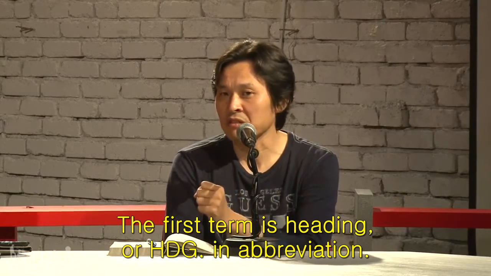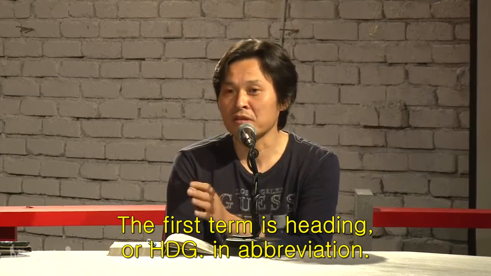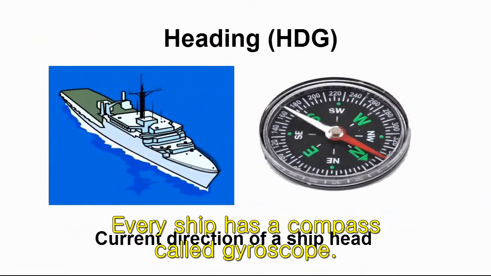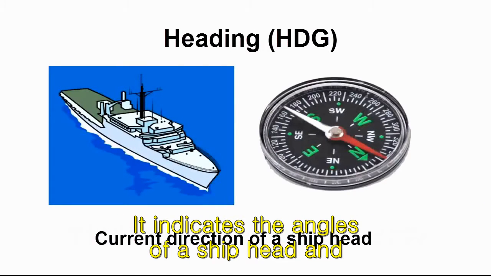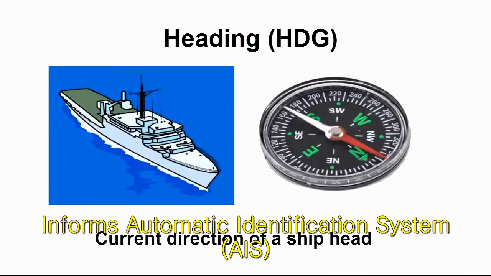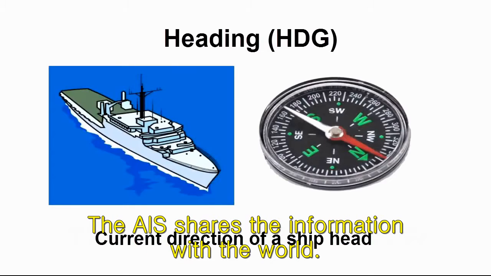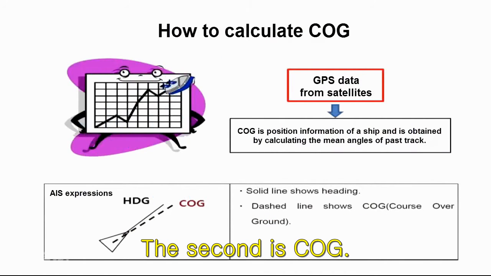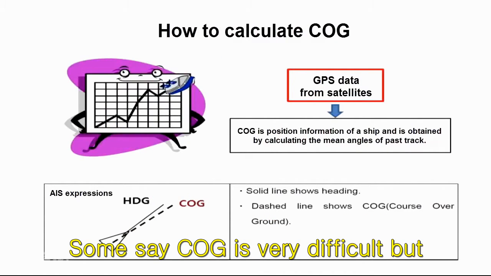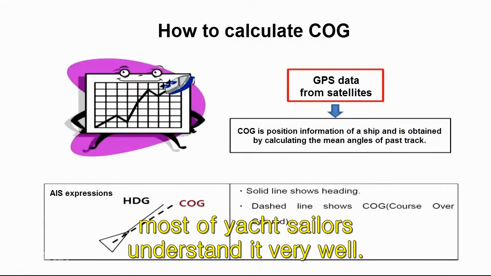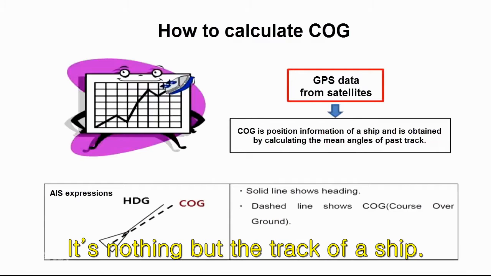The first term is heading, or HDG. In abbreviation, every ship has a compass called a gyroscope. It indicates the angles of a ship head and informs the Automatic Identification System, AIS, of the angles at 0.1 degree of precision level. The AIS shares the information with the world. The second is COG. Some say COG is very difficult, but most yacht sailors understand it very well. It's nothing but the track of a ship.